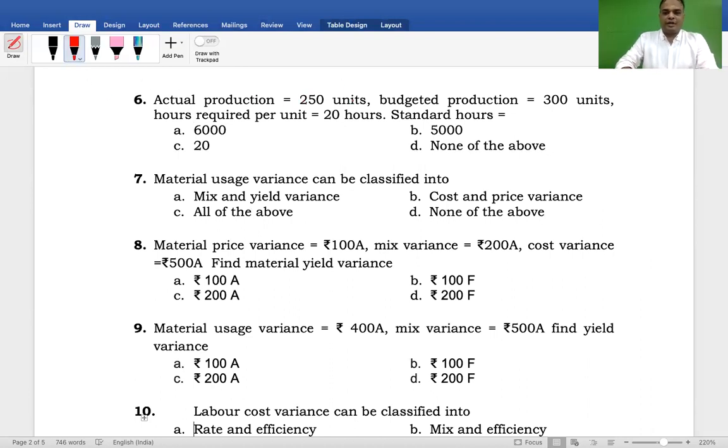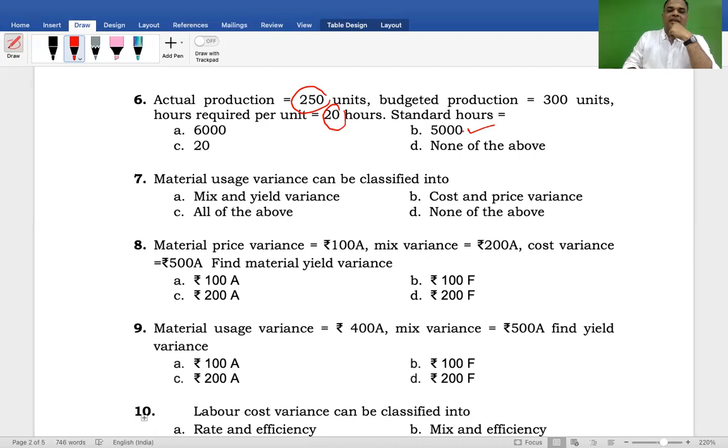Actual production is 250 units. Budgeted production is 300 units. Hours required per unit 20 hours. Standard hours is equal to what? The word standard always ends with what? Actual production. So actual production 250, to produce one product you need 20 hours. Therefore 250 into 20 is equal to 5,000 hours, because the word standard always ends with the actual production. 300 budgeted production into 20 is equal to 6,000, representing budgeted hours. Budgeted hours is different, standard hours is different. Okay.